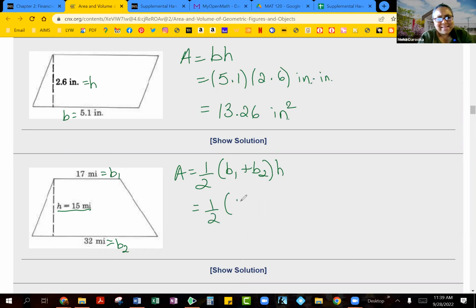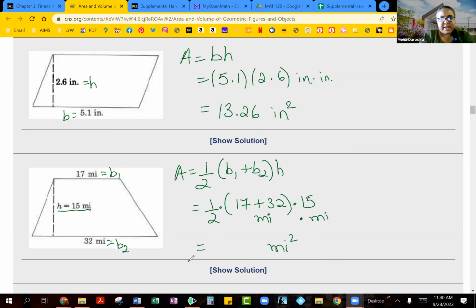So let's see, we will be adding 17 with 32. And then, of course, we're multiplying the 1/2 and the height, which is 15. Since you are adding B1 and B2, remember this will just be one dimension, so that's just miles. And then you are multiplying with the height, which is also miles. So you are only doing a two-dimensional miles times miles. So you are still going to have only miles squared as your answer. It's not going to become a third power.